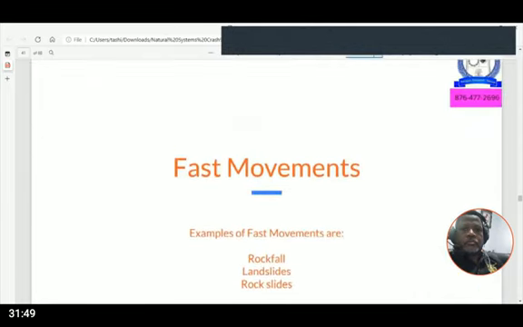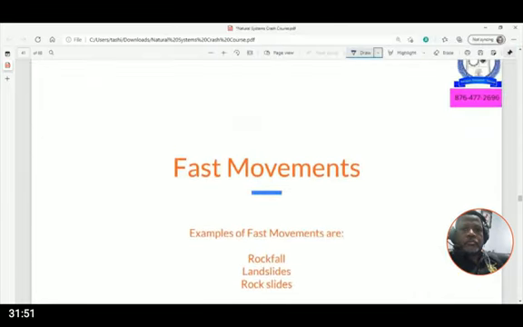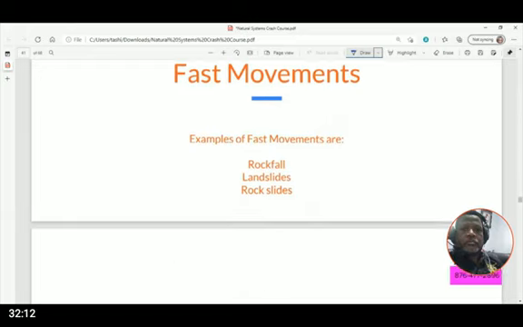So the next movement is the fast movement. And there are some examples there. Falls and slides, just like they sound. When you think about it, they happen quickly, falling and sliding. So examples would have been rock falls, landslides, rock slides, etc. So the one that we are required to look at as per the CSEC syllabus is landslide.